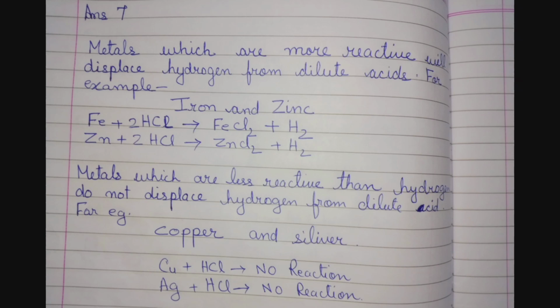Metals which are less reactive than hydrogen do not displace hydrogen from dilute acid. For example, copper and silver. Copper plus HCl, there will be no reaction. Then silver plus HCl, there will be no reaction.